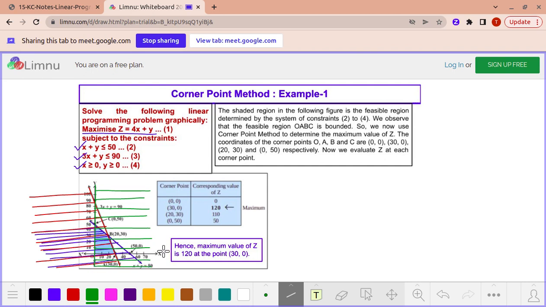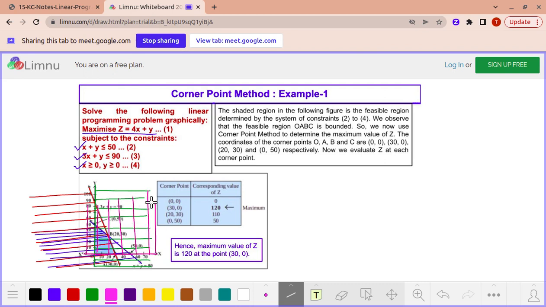Correct. Now, the next one is y greater than or equal to 0. So, let me do it in the pink color. What is y equal to 0? It is the equation of the x axis. Now, as it is y greater than or equal to 0, that means it should be the top one, right? Got it?